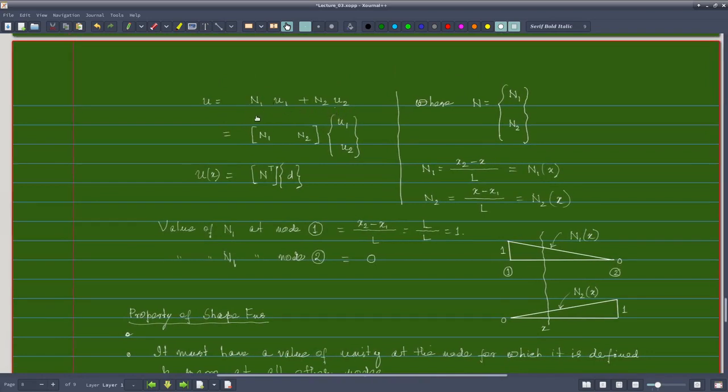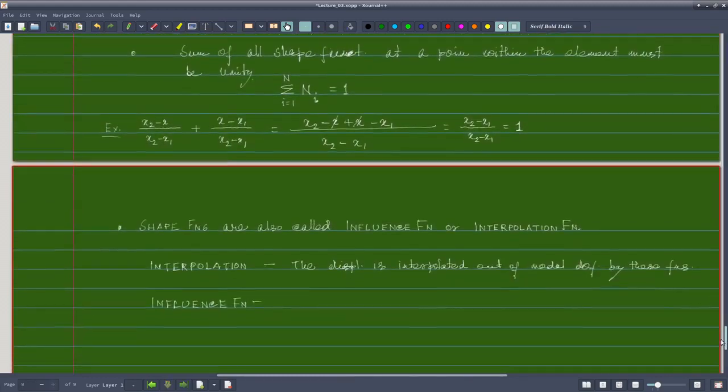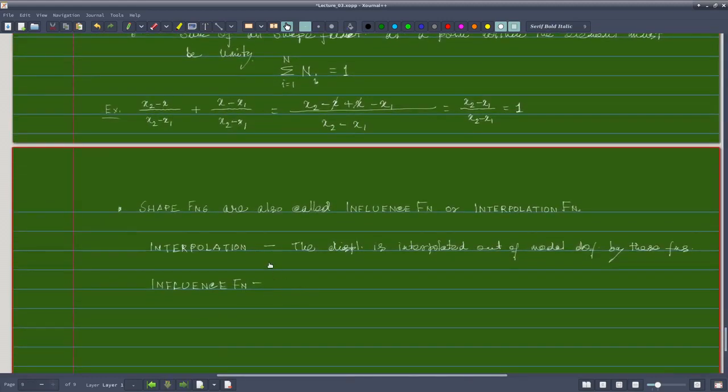Whatever is the value of n1 at that point, that much influence u1 has on u. Similarly, whatever is the value of n2 at that point where I am finding u, u2 has that much influence on u. So that's why we also call them influence functions.